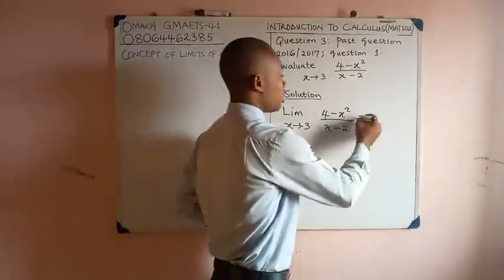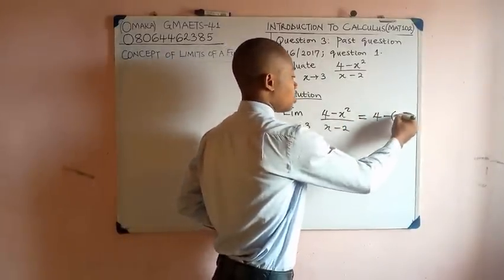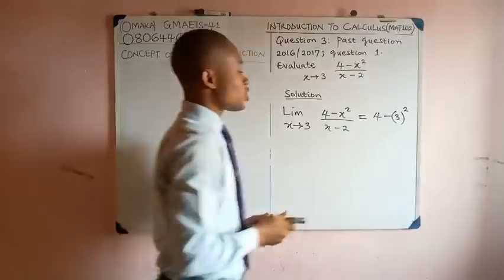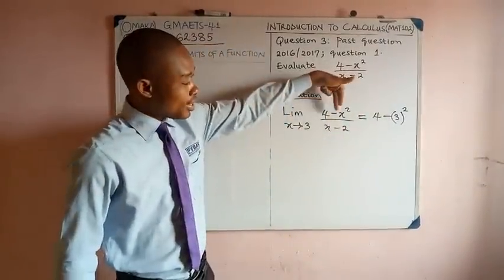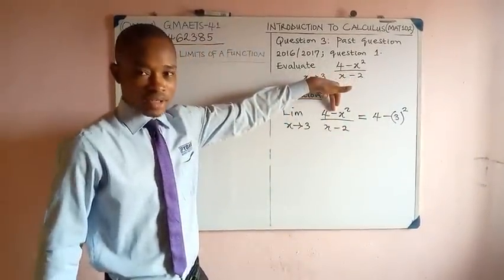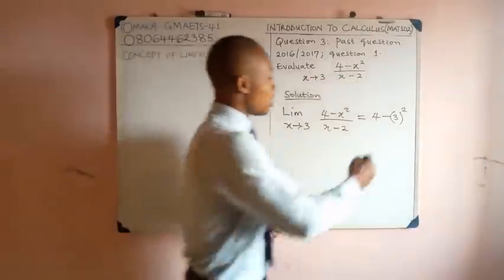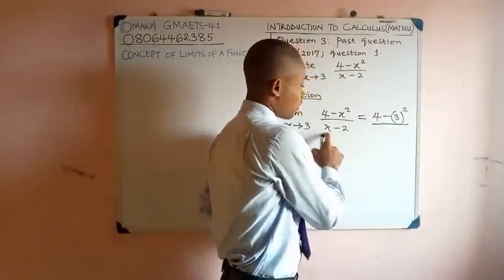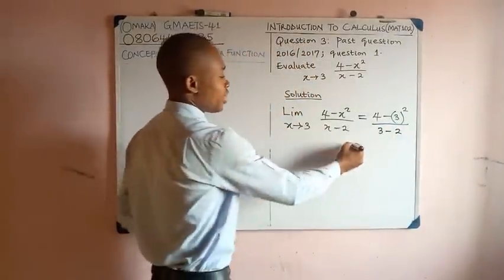So that's going to be equal to 4 minus, in place of this x, we're going to put the value of x, which is 3, and then square it. Please be careful at this point. Take note that this square is not affecting this minus. It's only affecting the value of x. And so we're going to have over, in place of this x, 3 minus 2. So let us simplify and see.